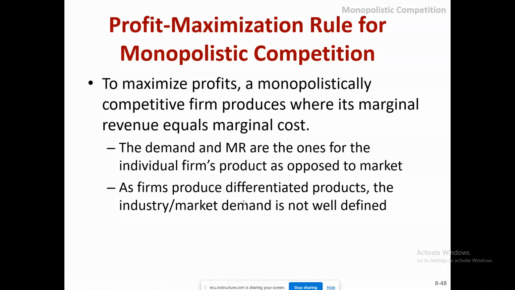Please note that the demand curve faced by one monopolistic competition firm is demand for that specific product. For example, Nestle Crunchy cereal. The demand is composed of consumers who like crunchy cereal and that flavor, not all the consumers for all cereal consumption in general. So the demand and marginal revenue are the ones for the individual firm's product as opposed to the market. To maximize profits, a monopolistic competitive firm produces where its marginal revenue equals marginal cost. Of course, as monopolistic competition firms produce differentiated products, the industry market demand is sometimes not well defined.